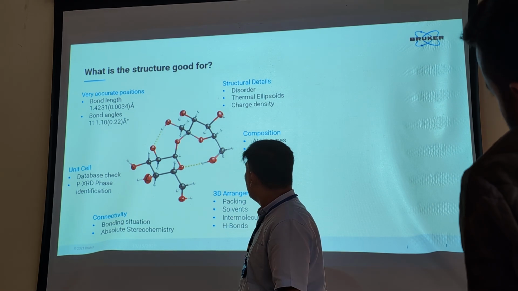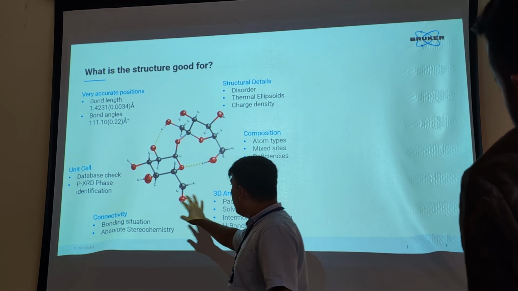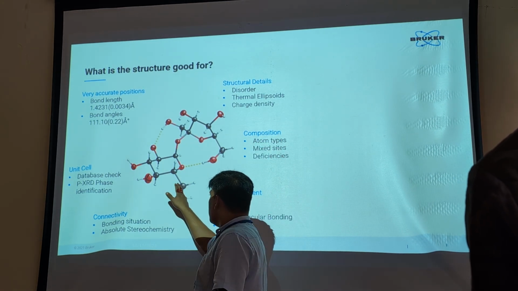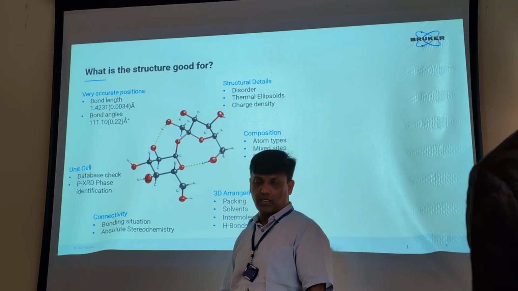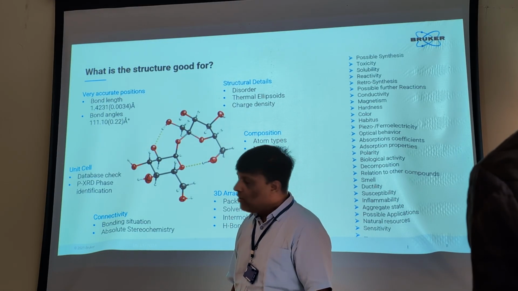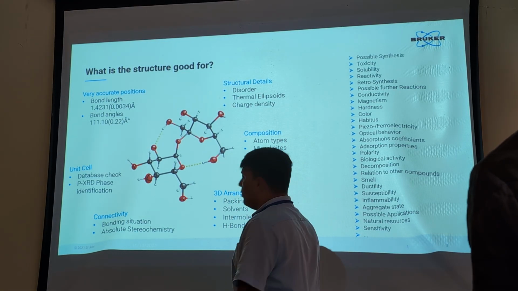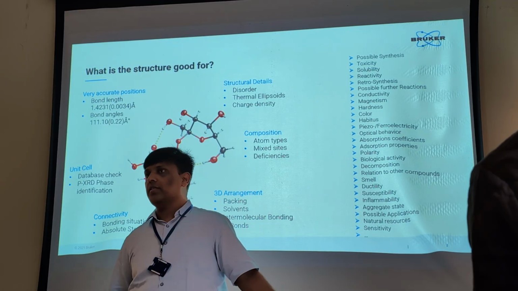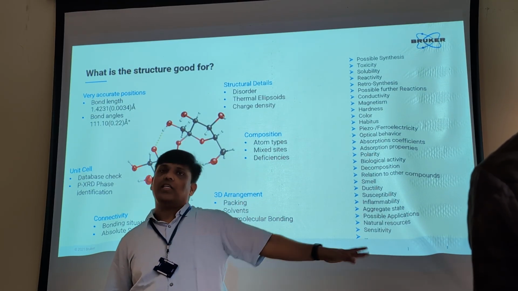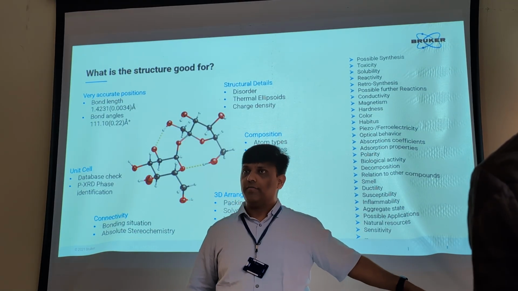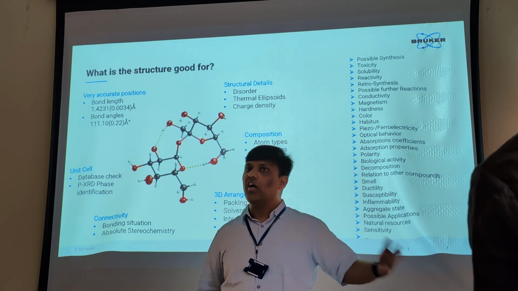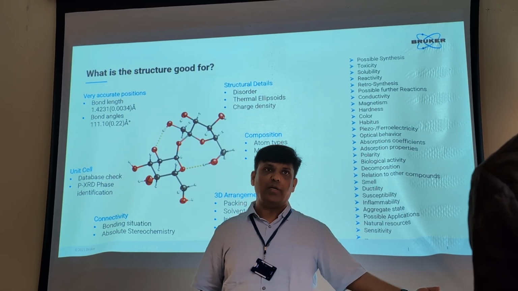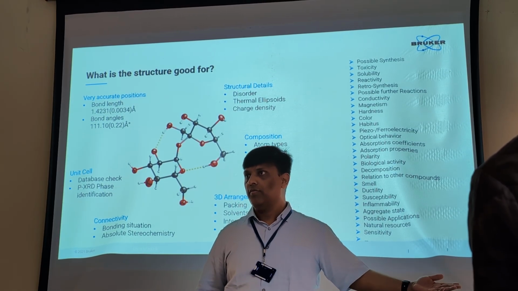And then you can study in detail the electron density, how the electron density is distributed between these atoms as well. Okay? In general, you can understand all the properties. If you have a structure, you can understand the properties much better. If you don't have the structure, it is not easy to understand the properties of the material, why it is behaving so.